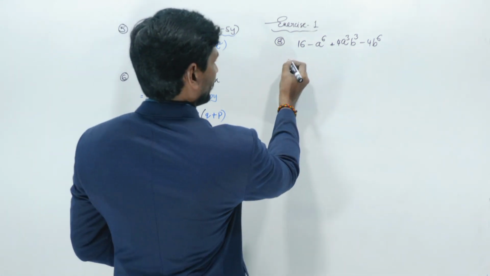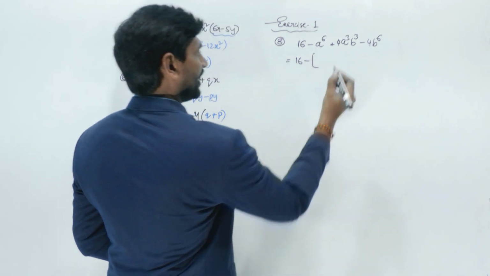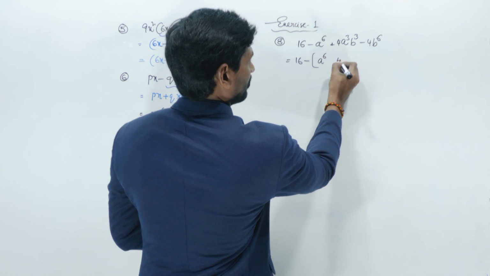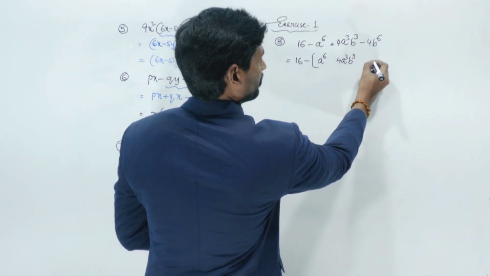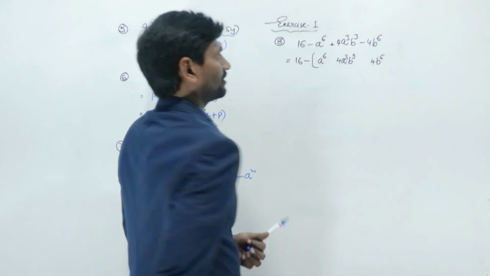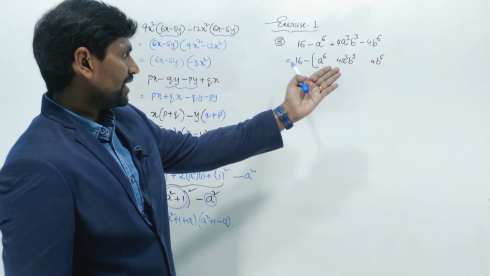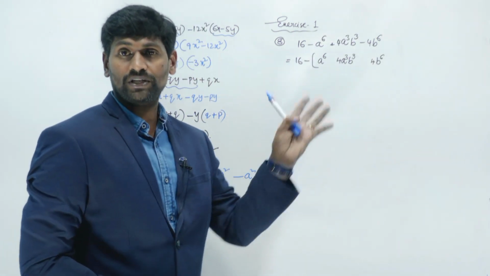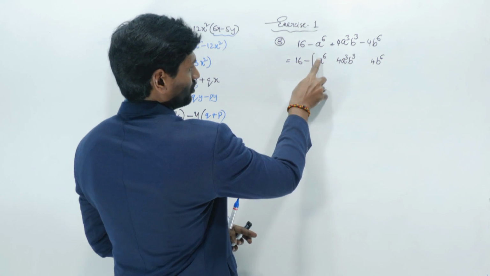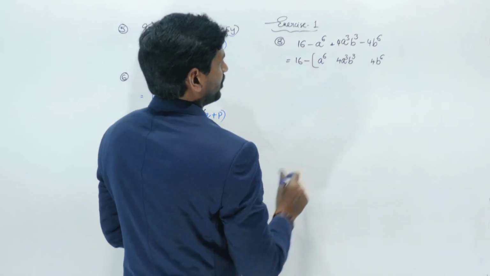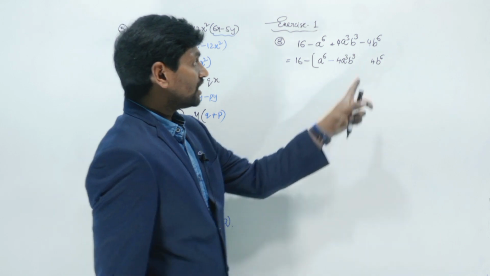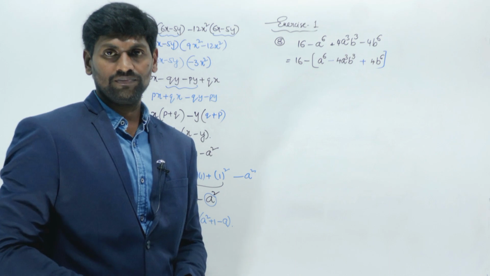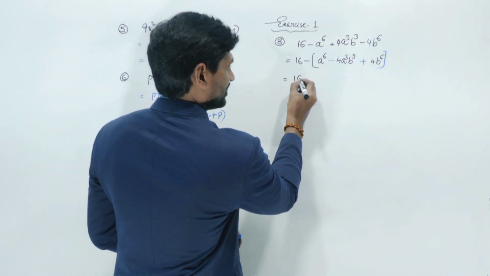Now I am going to write this by taking minus as a common term: a power 6, 4a cube b cube and 4b power 6. If I take minus as a common term, all negative terms become positive and all positive terms become negative. The first one is negative, so I get positive. The second one is positive, so I write negative. The third one is negative, so I write positive. Now 16 as it is.